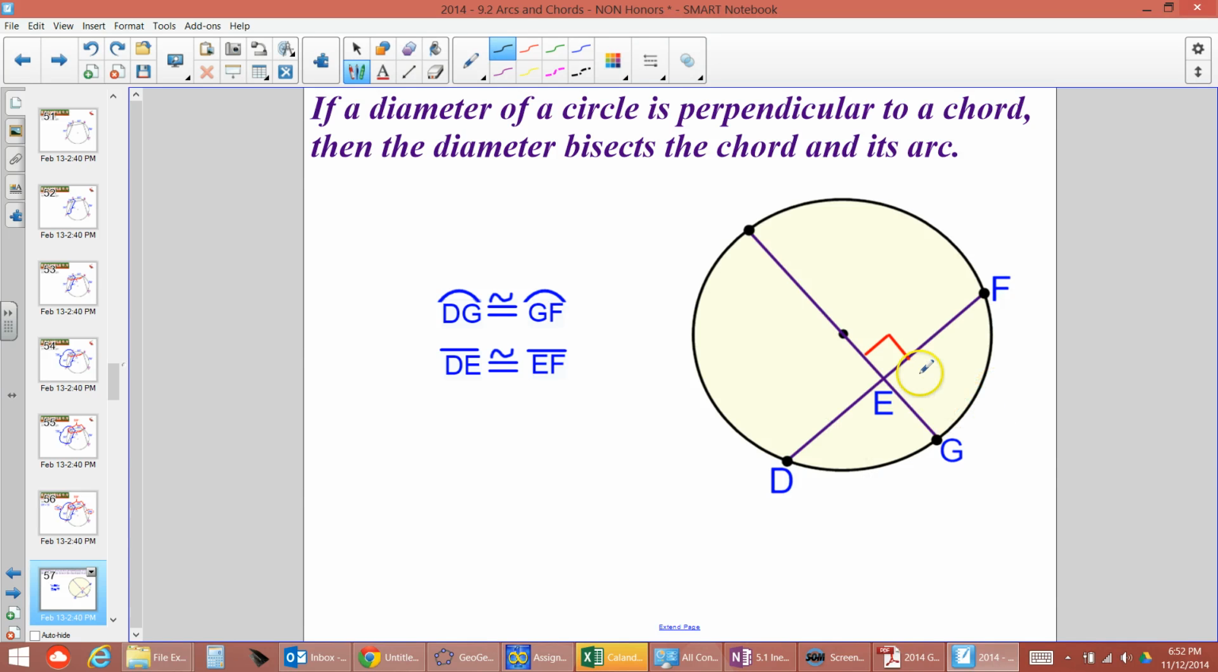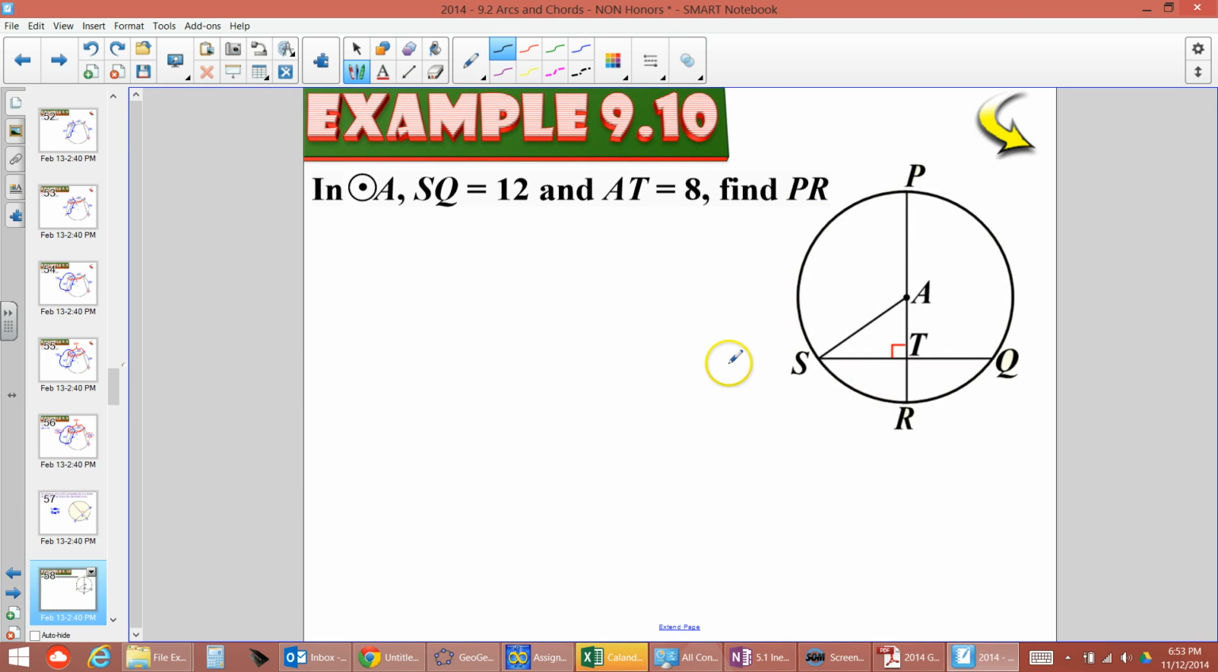You're going to see that on your homework a lot. Familiar with this specific example to help you go back through and do your homework. We're going to use it right here. So I have SQ equals 12. AT equals 8.